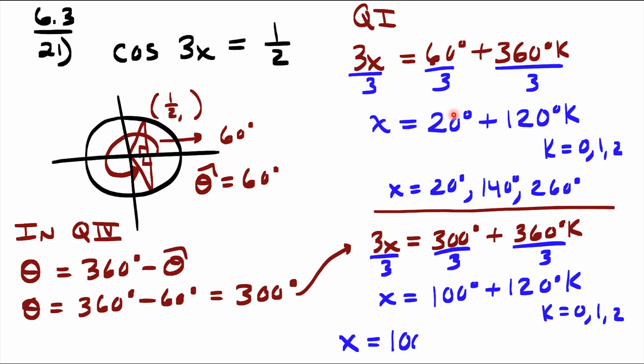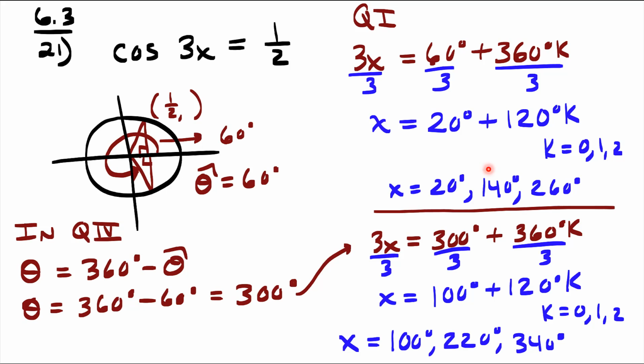100 would go first, that's with k being equal to 0. With k being 1, it's 120 plus 100, so 220. And 2 times 120 is 240 plus 100 more makes 340. So done. I got all my answers.